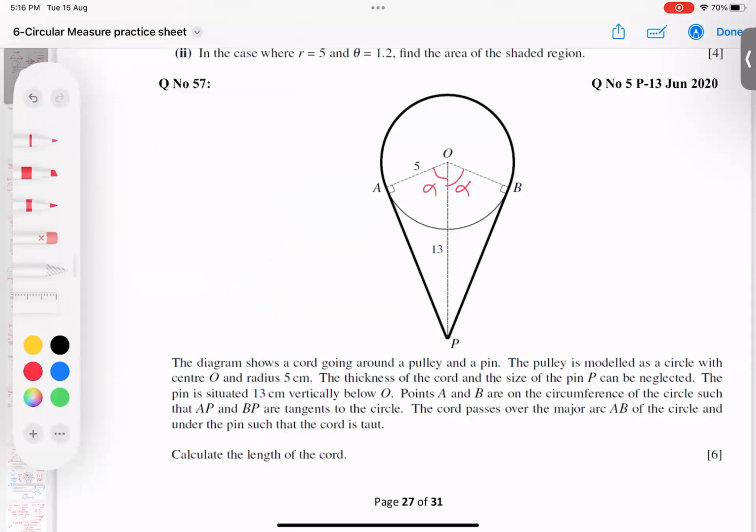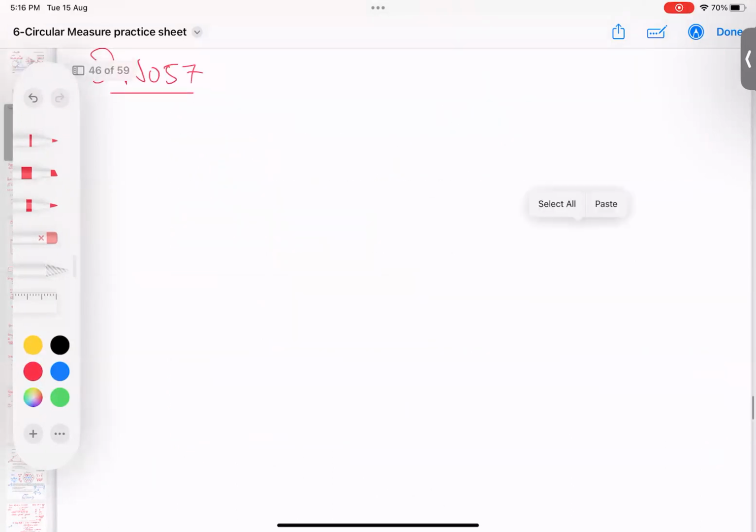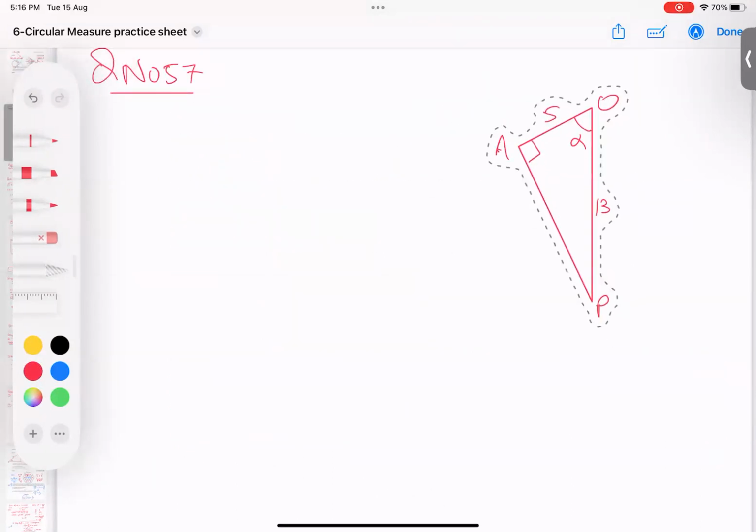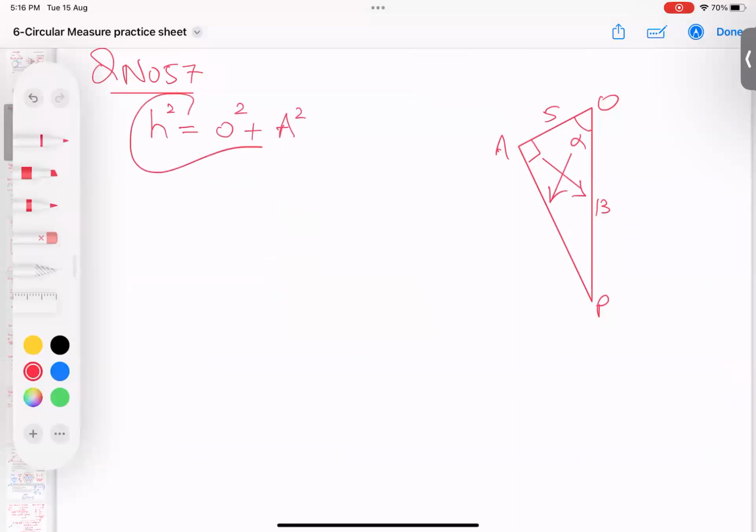Okay, wait a minute. So I make a plan here. All of you attentive, please. Job number 1, I'm going to find AP. In front of the angle is called the opposite. In front of 90 is called the hypotenuse. And the formula is hypotenuse square equals opposite square plus adjacent square. And hypotenuse is 13.